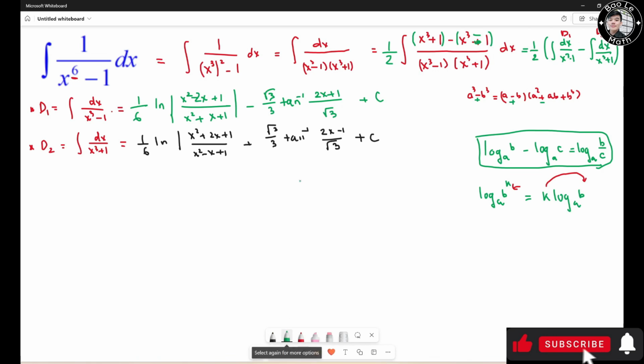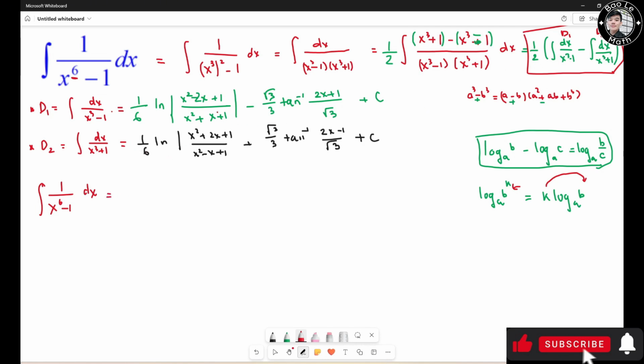Alright, so I'm going to leave this for you to calculate. So just give you a choice. You do exactly the same process, you get the same answer right here. Okay, so now I need to combine this one. So finally I need to calculate 1/2 of d1 minus d2. The integral of 1 over s to the 6 minus 1 ds equals 1/2 of d1 minus d2, right?